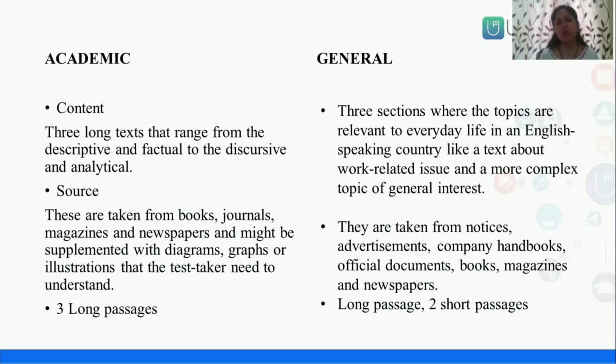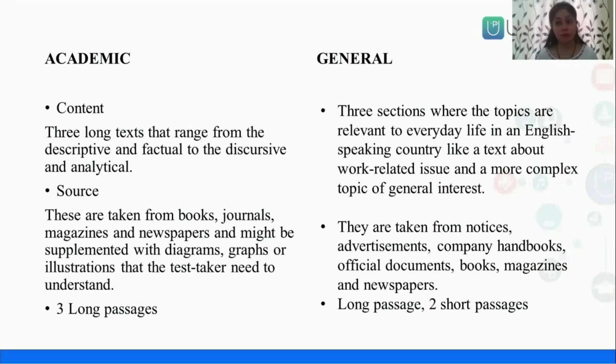For academic, the content is taken from books, journals, magazines and newspapers. Authentic content is taken from these specific sources, and there are three long passages. In general, we have two short passages and one long passage. Academic content is more descriptive and factual, while general content is more about everyday context, what we talk to people about, so the language is easier as compared to academic.